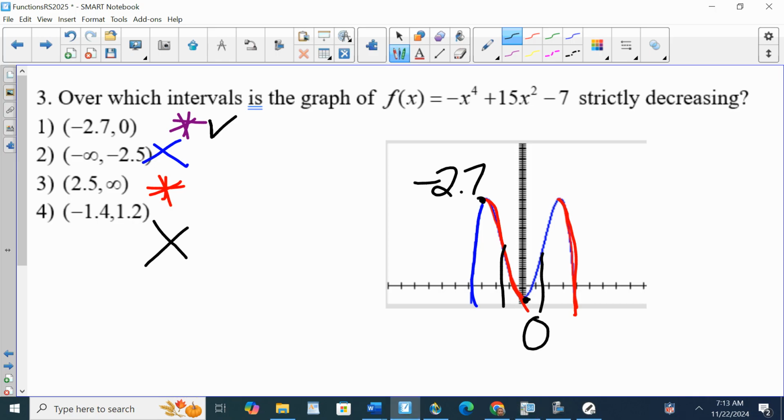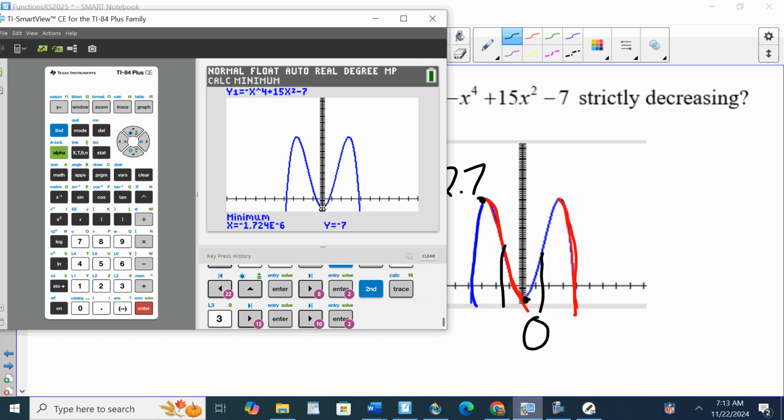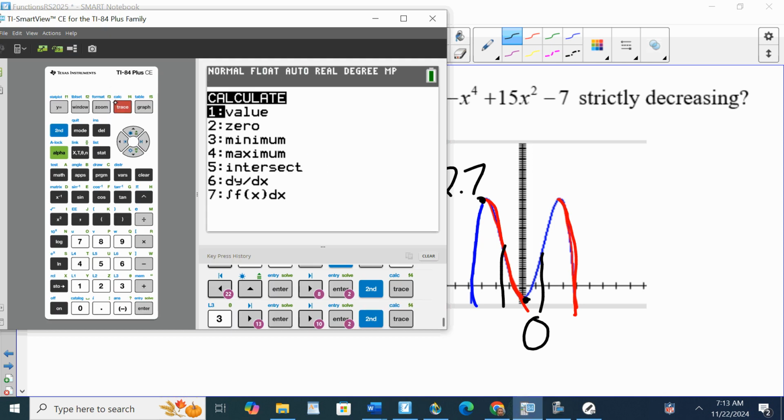That one looks good. I could be sure and find the other maximum to make sure the other one's wrong. Second trace maximum.